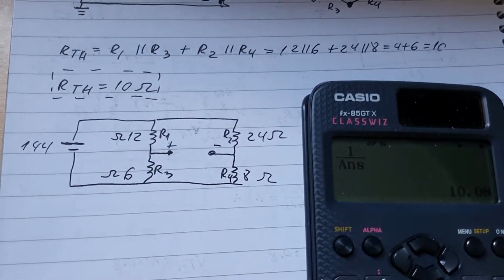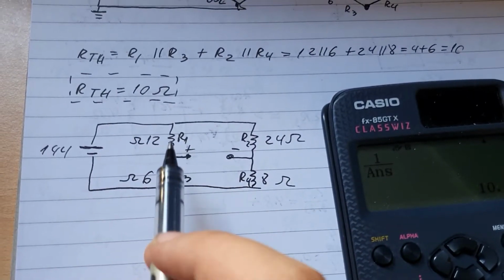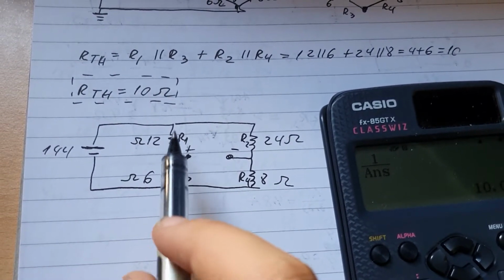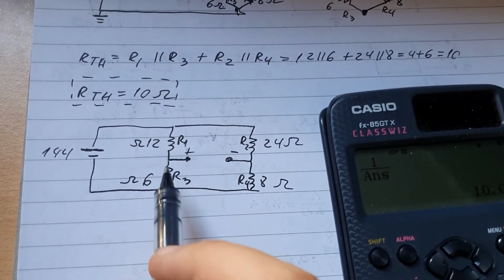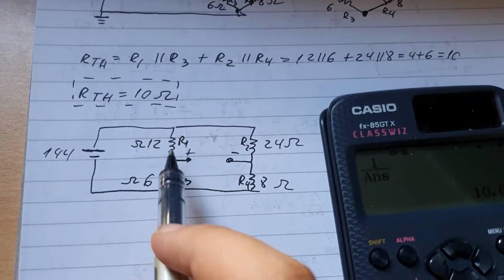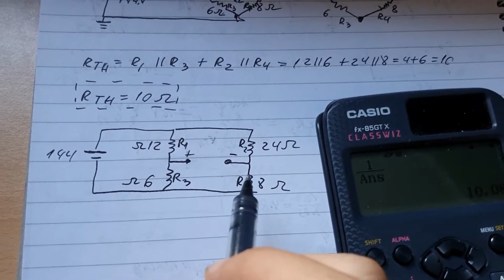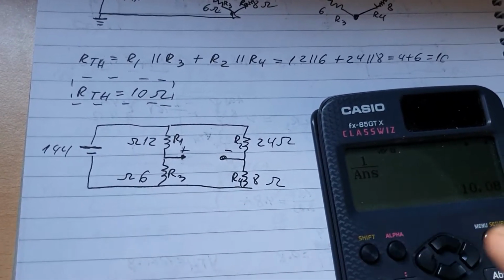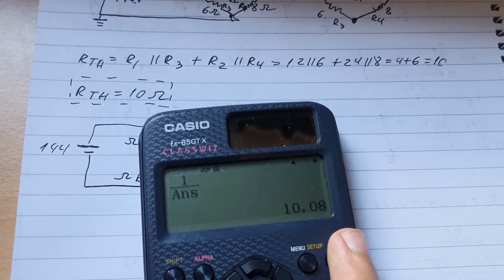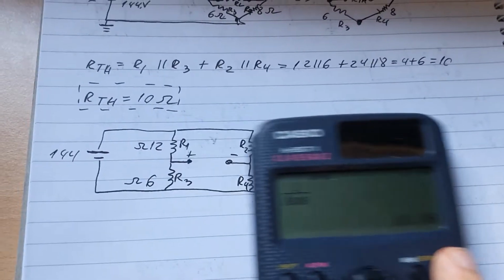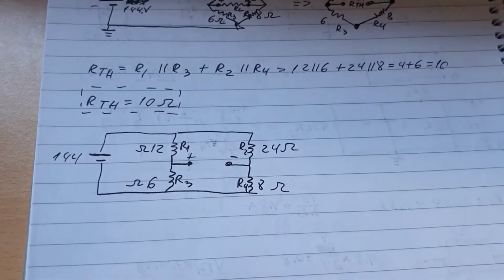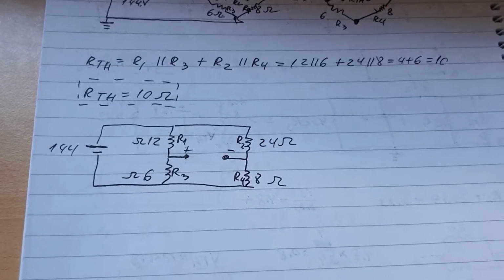I mean, okay, you can also add these two together, as in series, and then calculate the parallel between them, and it will give you a similar answer, which is 10.8. No, 10.08. It's up to you really, the way you want to calculate it.